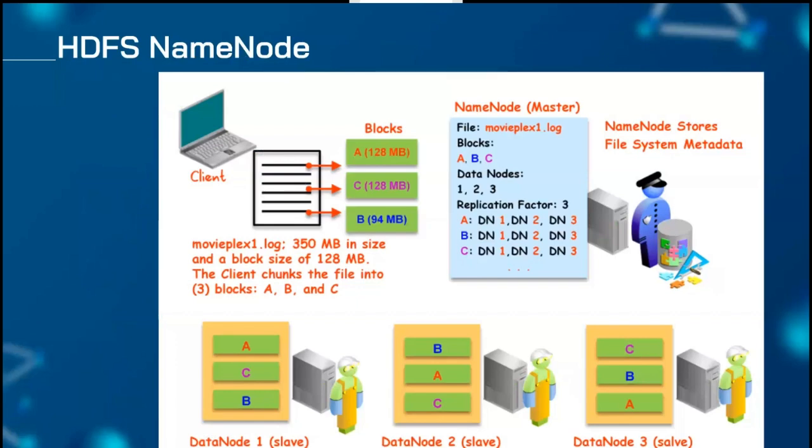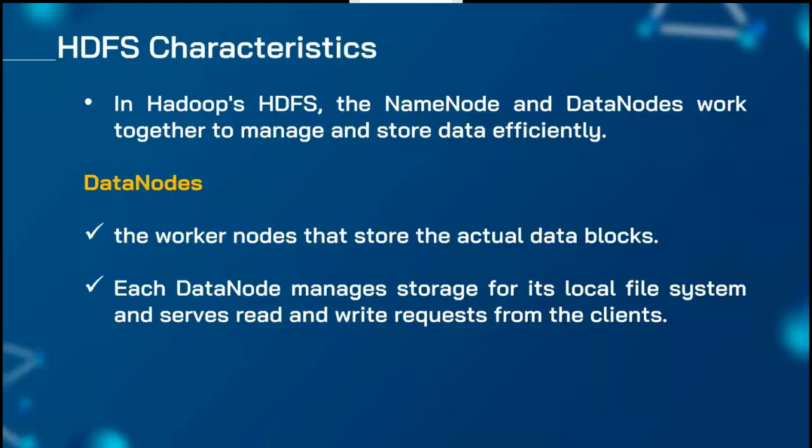Okay, let's move to the second component, which is the data nodes. It is known as the slave. The data node is responsible for storing actual data in HDFS. It performs read and write operations as per the request of the clients. They are the worker nodes that store the actual data blocks. Data nodes manage storage for their local file system and serve read and write requests from the client.